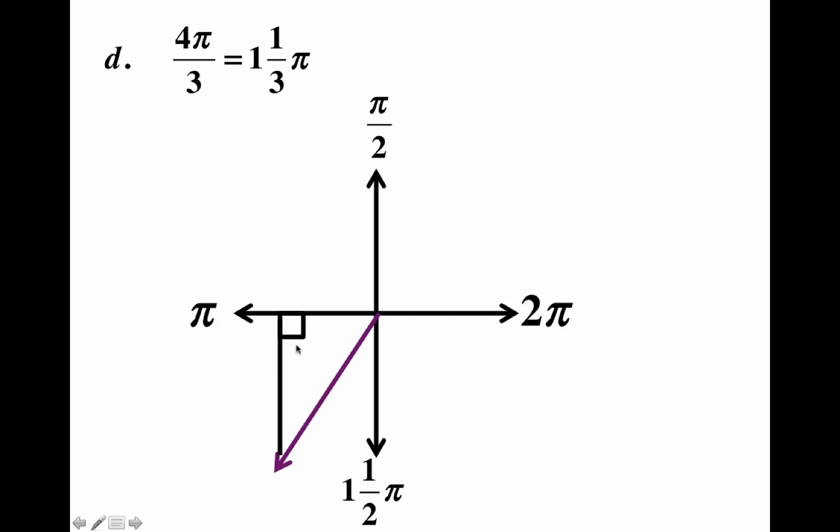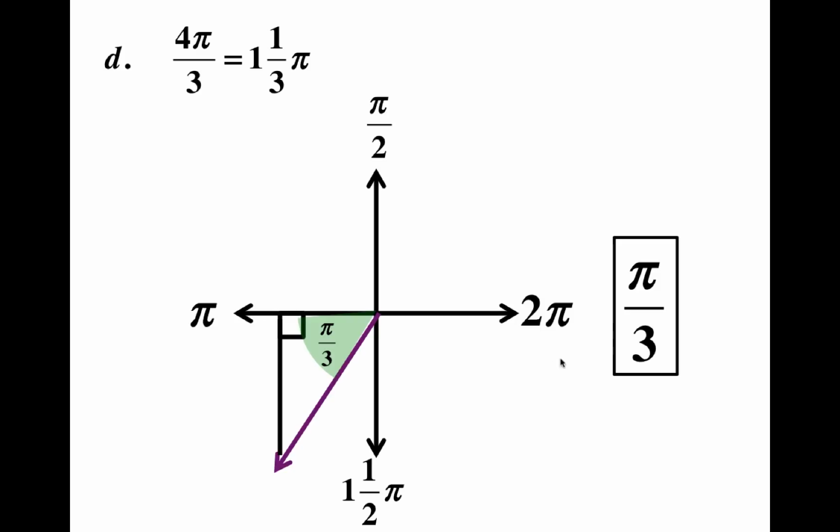Draw a line up to the x-axis, creating a right angle. Notice this is 1 pi. It's 1/3 of a pi more than that. So my reference angle is pi over 3. You might notice all of these, the shortcut is whatever the denominator is stays, and it's always pi over that number. So I can look at this and go, my reference angle will be pi over 3 because that's my denominator.